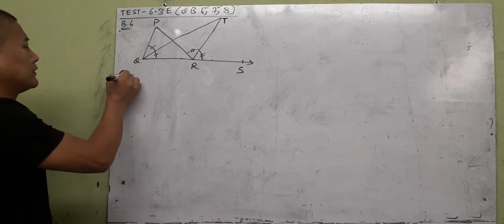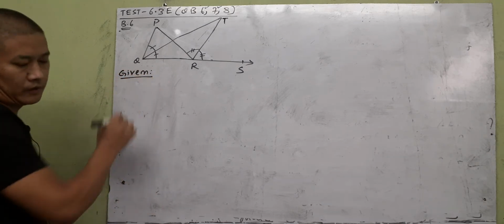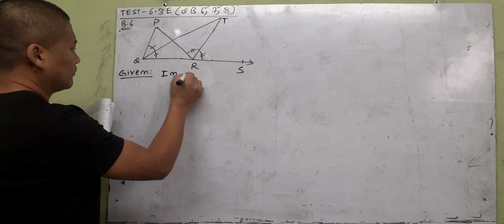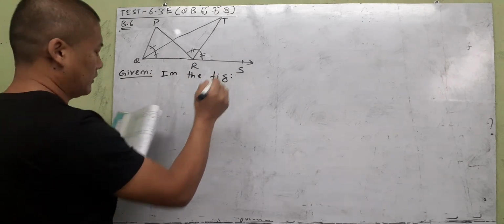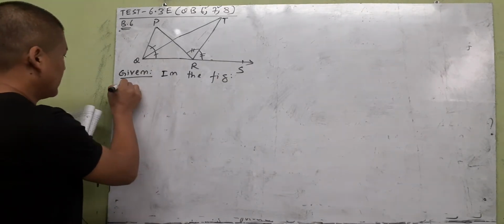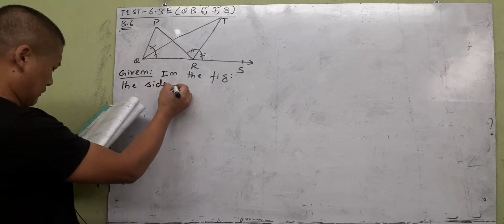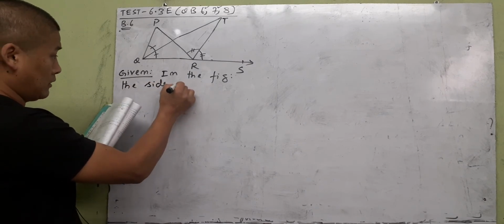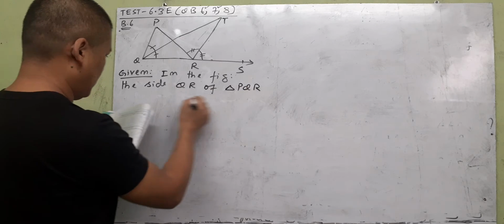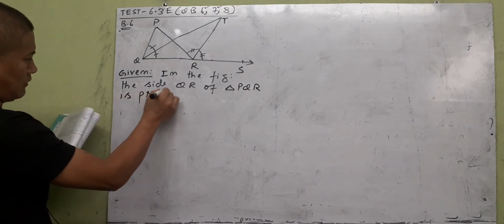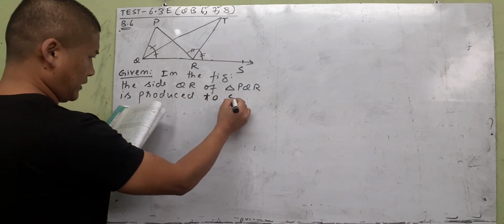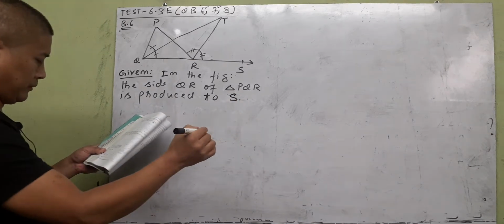And so we can write down here, given to us, in the figure that is given to us, or the one we have drawn just now from the given, this side QR of triangle PQR is produced to a point S, means to just write S, okay, to S, full stop.